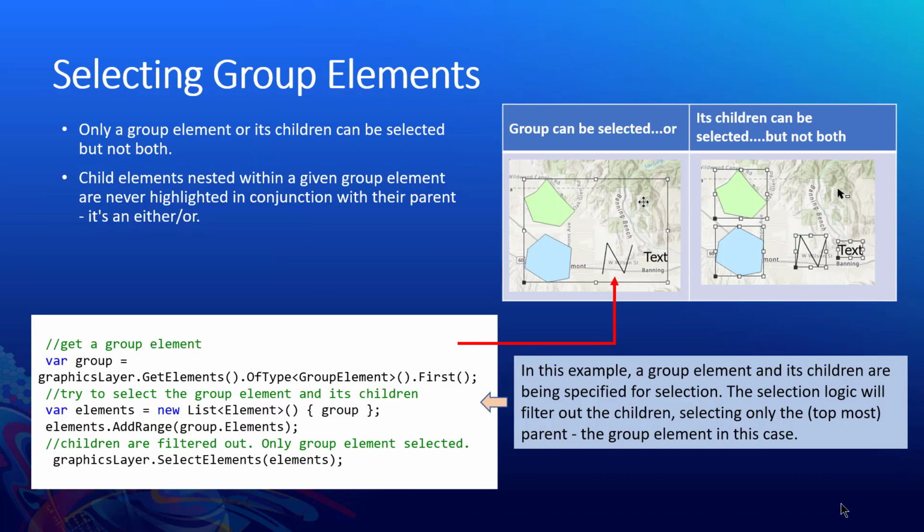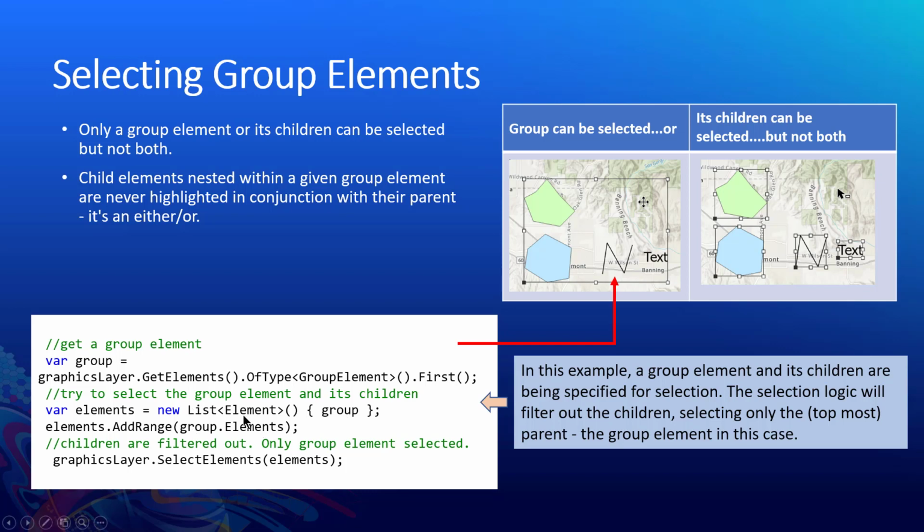While selecting group elements and their contained children, there is a nuance with the selection. You can either select the group element or the children. You cannot select both. This is seen on the screenshot over here on the top right. A group parent is selected over here, and on the right, the children are selected. Here on the bottom of the slide, there's a code snippet that illustrates this. I first get the group elements in a graphic layer. I then make a list to hold this group element.